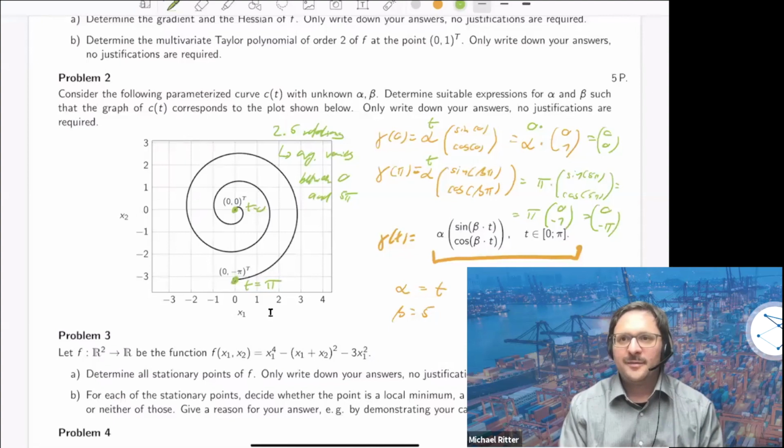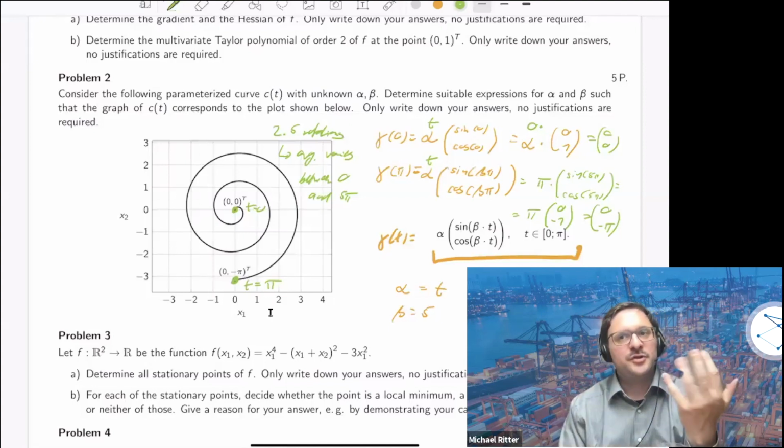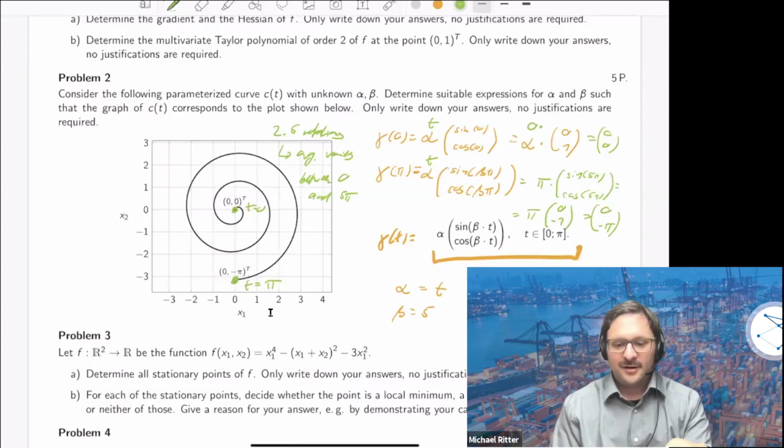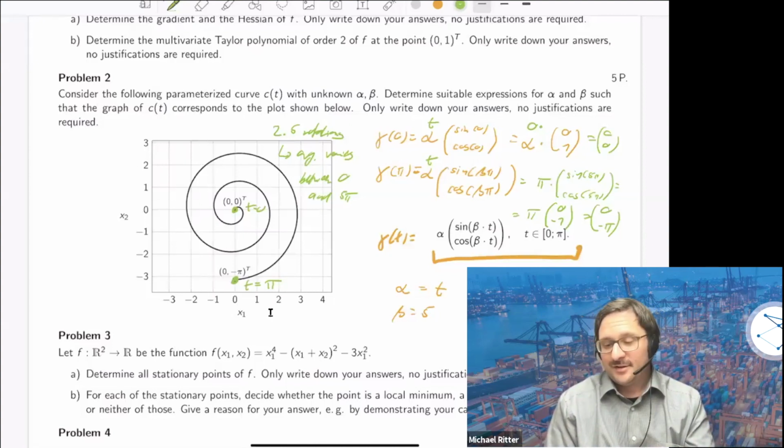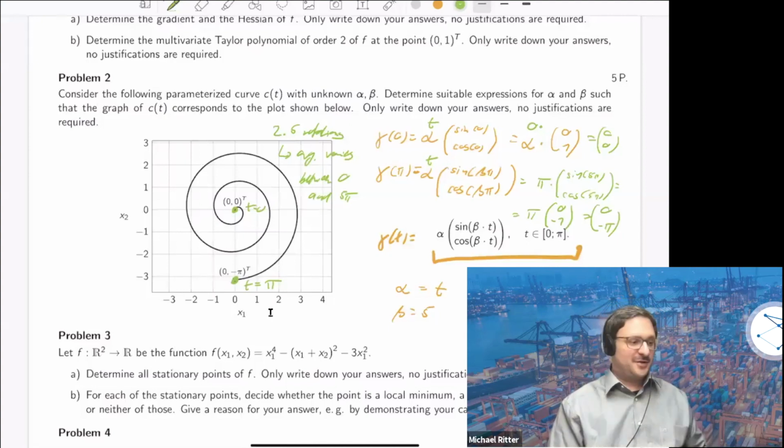Okay? So basically that's how I got these two parameters. First one is the radius, and the radius uniformly increases, so that's just a linear function of t. Second one is basically the number of rotations that we want. That's just a constant in this case. And I'm just using the endpoints to check whether this makes sense. And of course, in this question, you only have to write down your answers, so you don't actually have to explain your reasoning. Okay, I hope that answers this question.